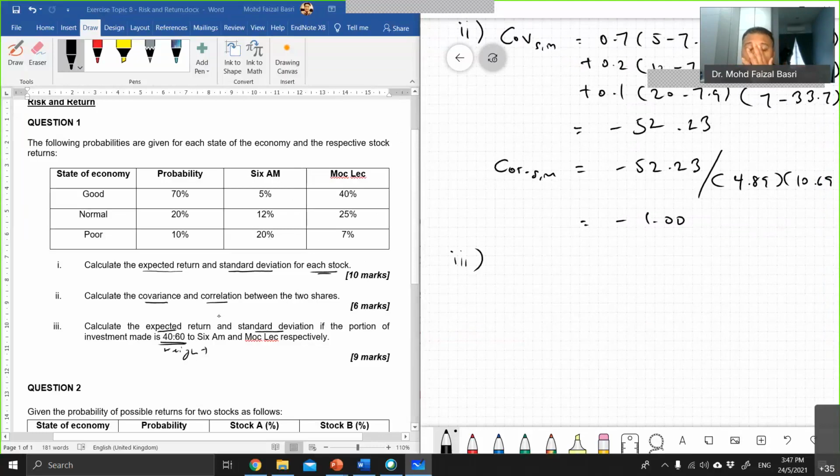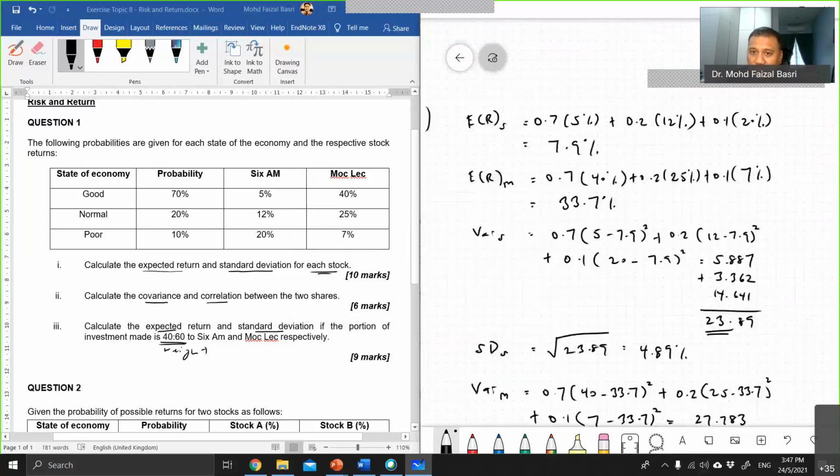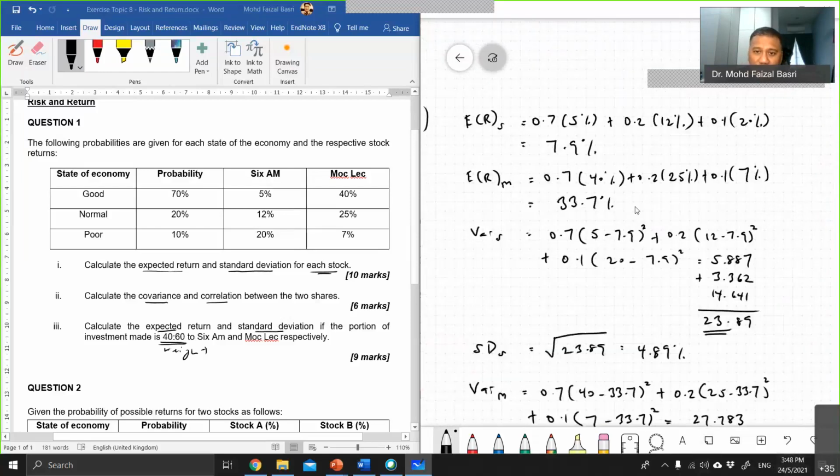To find the ER of the portfolio. The weights are 40-60, 40 for S and 60 for M. And we're going to use the ER of the individual stocks first, which is 7.9 and also 33.7.